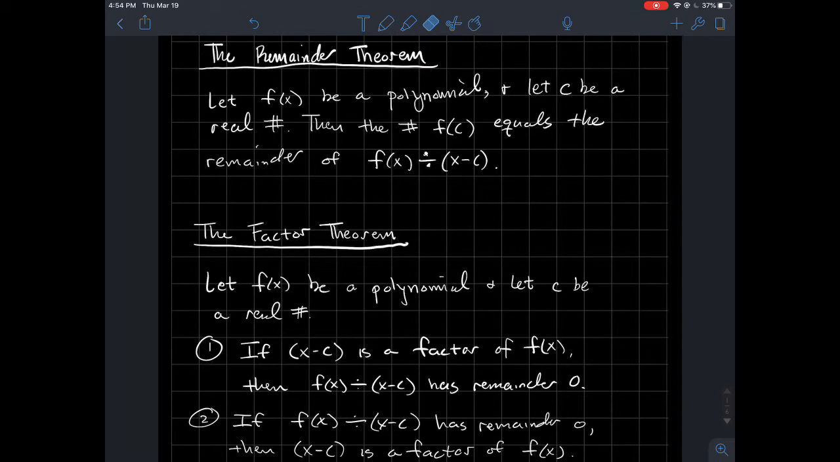The factor theorem says, down below, if you've got a polynomial f of x and you've got a real number c, number one, if x minus c is a factor of f, then f of x divided by x minus c has no remainder, remainder 0 is another way to say that. And number two, you could read that backwards. If the remainder when you divide is 0, then x minus c has to be a factor of f.